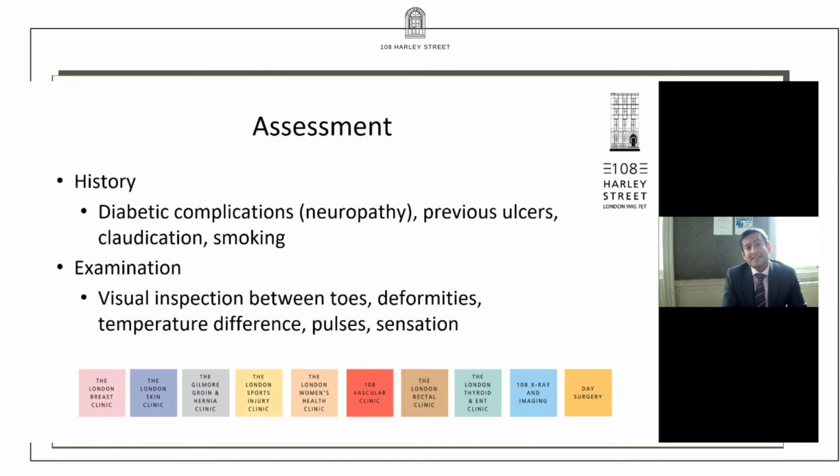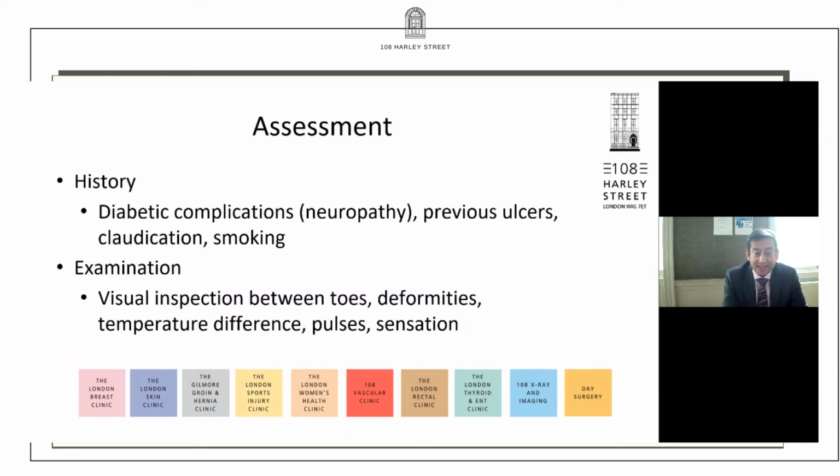Well, how would you assess these patients? So essentially, take you back to your usual history and examination. The history should be specifically targeted at picking up diabetic complications. So if you have a history of neuropathy in the past, if you have a history of previous ulcers, if these patients claudicate. So it's important to ask all of these questions to these patients. Do they have a smoking history?